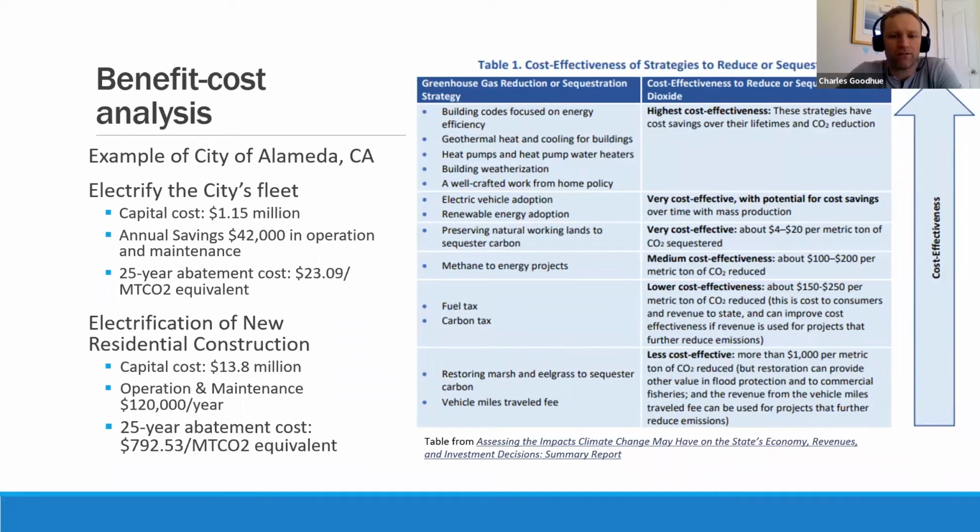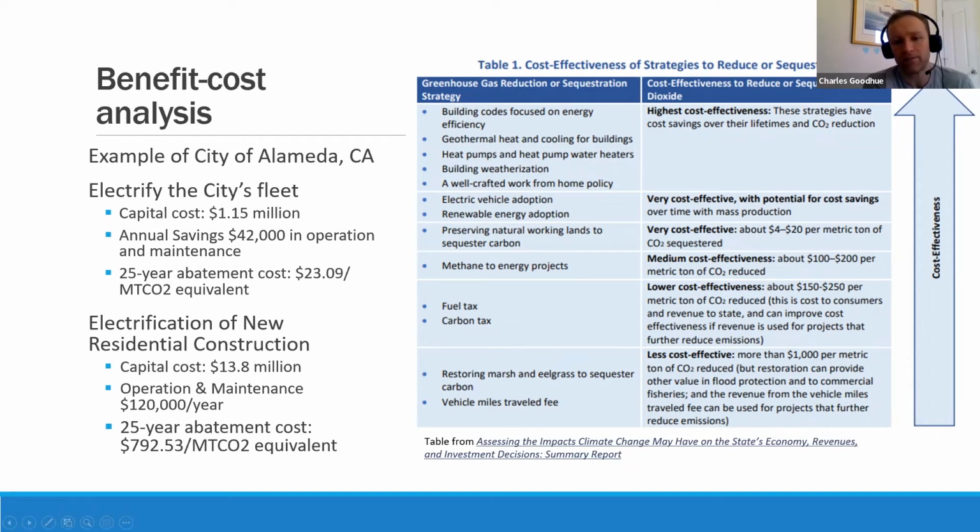And then for Maine, we developed quite a few kind of ranking the cost effectiveness, where a lot of the electrification strategies were cost savings or very low and cost effective, like electric vehicle consumption. And a lot of the taxes and then restoration of marsh and eelgrass for reducing CO2 alone, those were some of the less cost effective. But again, there's other benefits to some of these that sort of need to be captured as well.